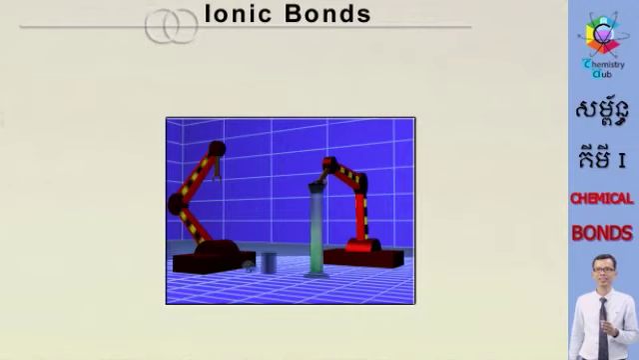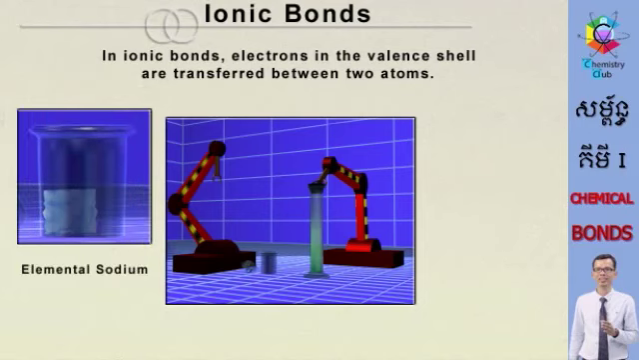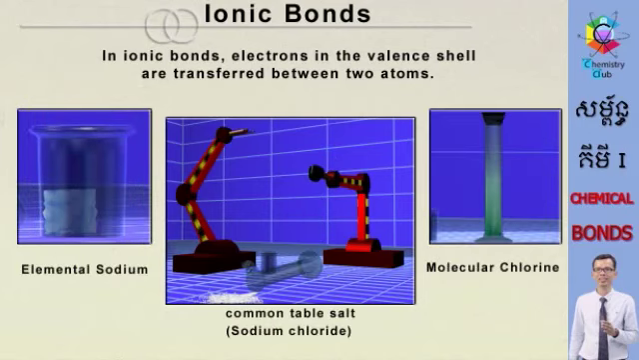The first type of bond discussed in this program is called an ionic bond. In ionic bonds, electrons in the valence shell are transferred between 2 atoms, completing the valence shell of each atom involved. Take a look at how sodium, a silvery metal, and chlorine, a poisonous gas, ionically bond to form sodium chloride, which you probably know as common table salt.